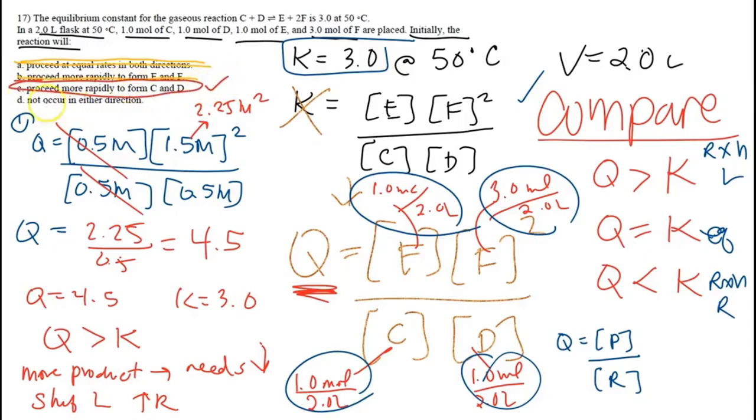Let's look at letter D. Do not occur in either direction. That doesn't make sense. We're talking about equilibrium, and equilibrium means that you're going to go in a forward direction and a reverse direction. So don't get caught up with this kind of terminology. It says do not occur in either direction. No, it's going to occur in some direction because otherwise we wouldn't be studying equilibrium, right? So I can get rid of that one here, and that means my answer choice would be letter C. All right, folks, let's move on to number 18.